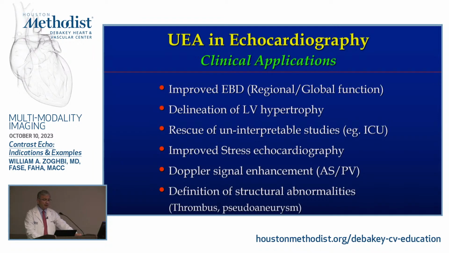And this is, in general, the clinical applications: improved border definition, be it regional or global, delineation of LV hypertrophy, because part of it is if I delineate the border, I know what the thickness is, rescue of uninterpretable studies, particularly in the ICU, we'll go through some data, improved stress echocardiography, Doppler signal enhancement, particularly for aortic stenosis, and definition of structural abnormalities. Is there a thrombus or is there a pseudoaneurysm that you want to take a look and see if there is a connection between the ventricle and that chamber that you're seeing.